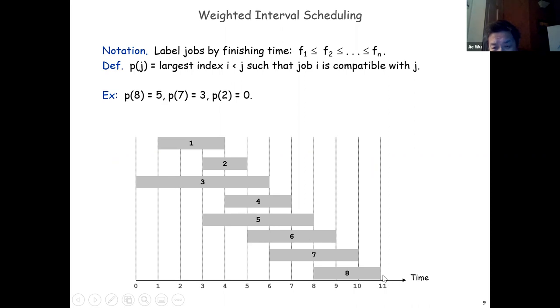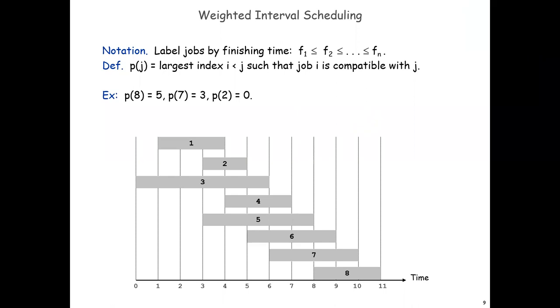It really means that if 8 is selected, you should not consider 6 and 7. You should start with 5. All right, so that's the key thing. For 7, what's the largest index compatible with 7? 6 is not compatible, 5 overlaps, 4 overlaps. 3 is the largest one, right? So that's why it's very important how you do this kind of selection process.